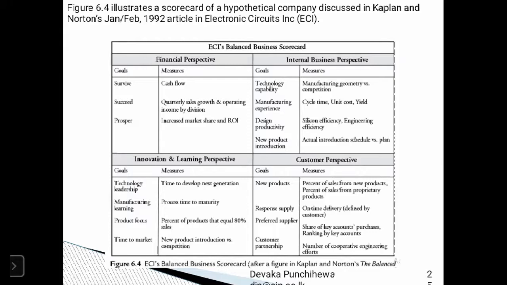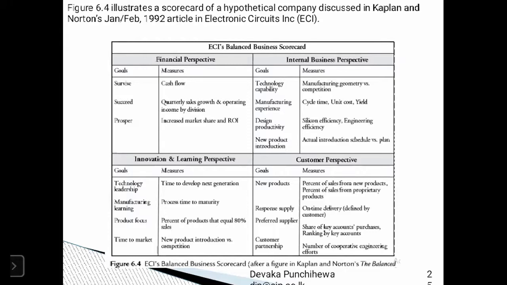What do you mean by cycle time? How long it takes them to complete one job, or to complete one transaction, or to produce one unit. That's the cycle time, right? And unit cost: how much it costs them to produce a single product or service. And yield. These are the measures.